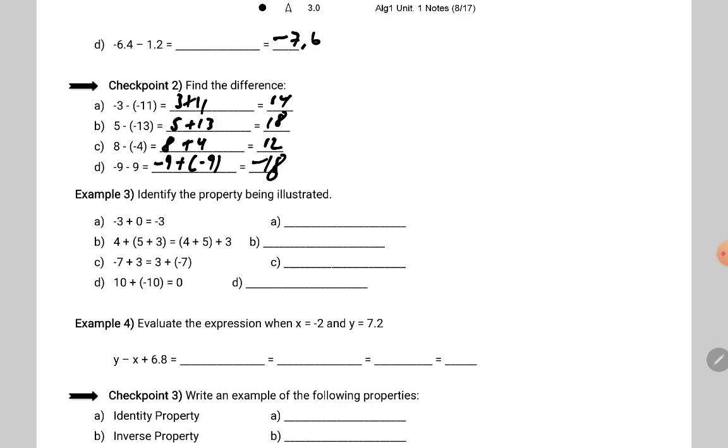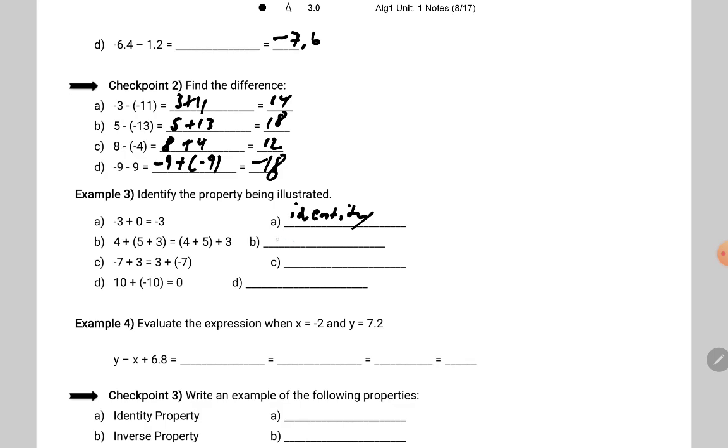So identify the property being illustrated. Okay, let's look at A. Negative 3 plus 0 equals negative 3. So that would be the first one, the identity property. Remember, the identity property says if I have a number, I can add 0 to it and it stays the same.